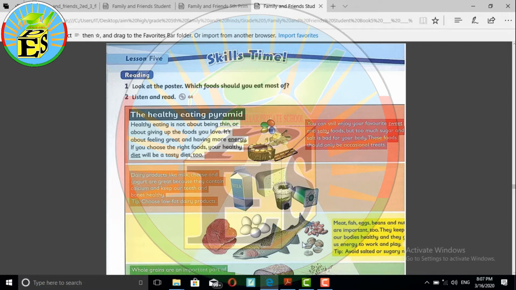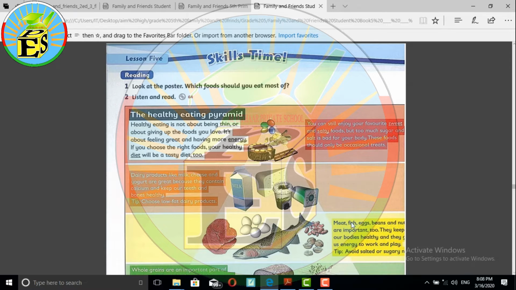Go to the third part of our pyramid, which speaks about protein, like meat. Look at the picture. Meat, eggs, fish, nuts, beans, all these contain what? Protein.